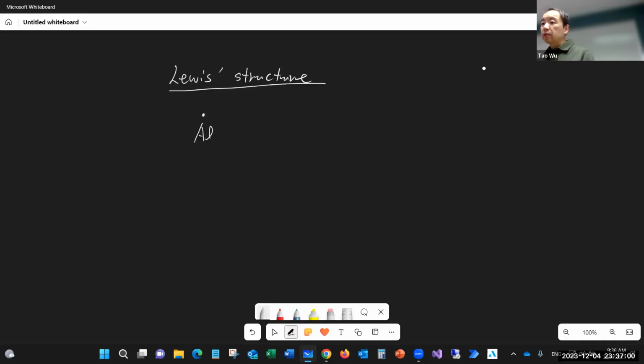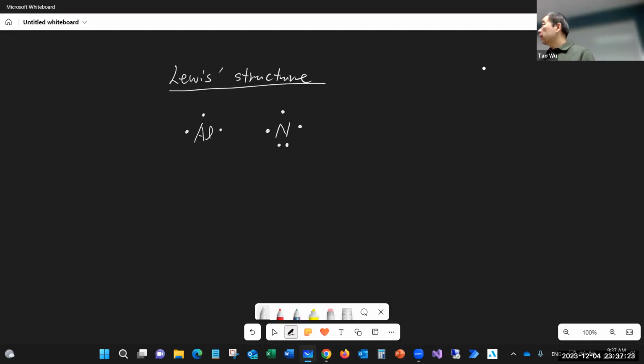Then you assign single dots on each side until the four sides have one, then we can add a little bit more. Like nitrogen, right? Nitrogen has 5 valence electrons. So you're gonna have 2 valence electrons paired together. So that is the nitrogen, and this is aluminum.